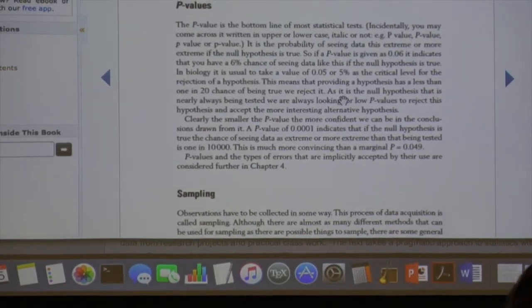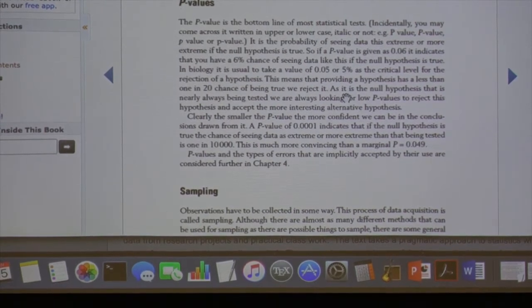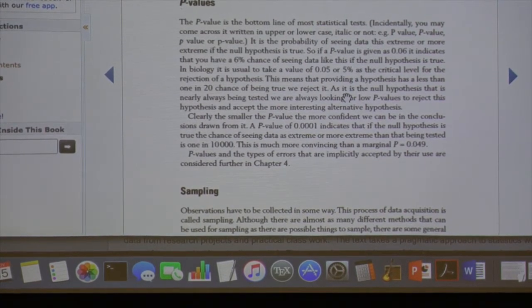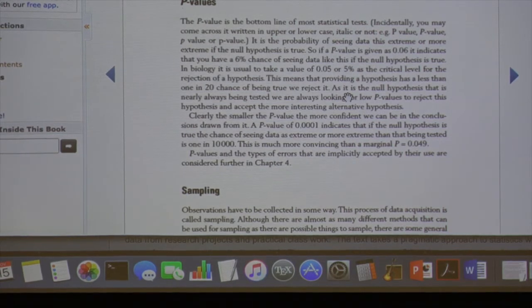Let me just read this to you real quick. The p-value is the bottom line of most statistical tests. Yeah, I think that's true. Unfortunately, it is. Most statistical testing is done using a p-value. So the p-value is the bottom line of most statistical tests. Incidentally, you may come across it written in upper or lowercase, italic, or not, e.g. p-value, P-value, p-value, P-value.